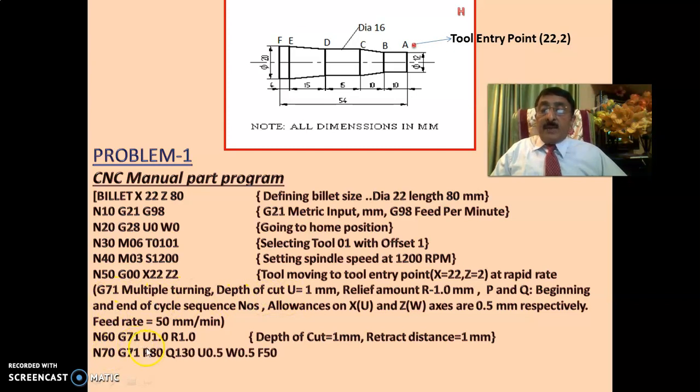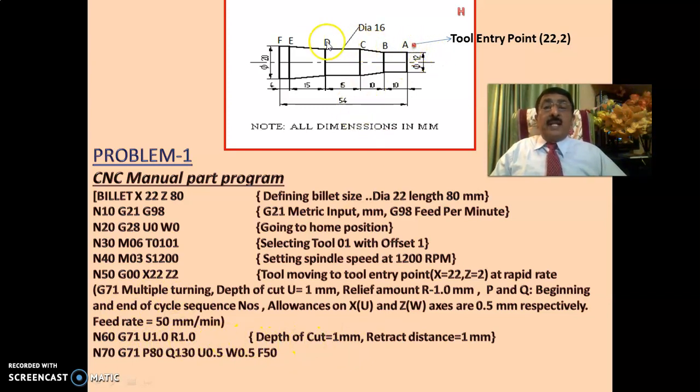Now you see here next, G71 U1 R1. G71 is the multiple turning cycle, U1 means depth of cut. Every cut it does, the depth of cut is 1 mm, so diametrically it will be reducing by 2 mm. Okay, you should always know, U1 is the depth of cut. I have written here. And R1 is retract distance.